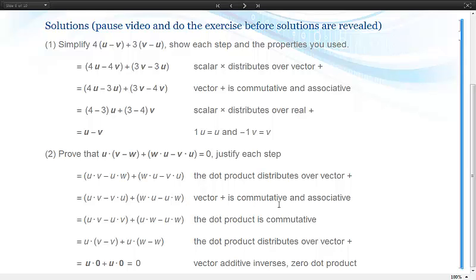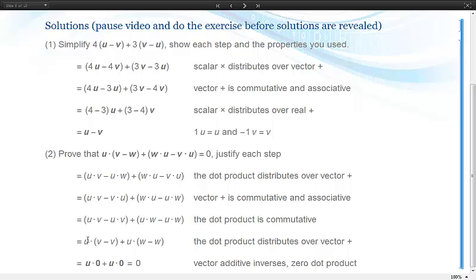And now vector addition is commutative and associative, so I can regroup my vectors. I can take u dot v and subtract v dot u, grouping those two together, and then I can group w dot u minus u dot w. But we also know that the vector dot product is commutative, so I get u dot v minus u dot v and u dot w minus u dot w.